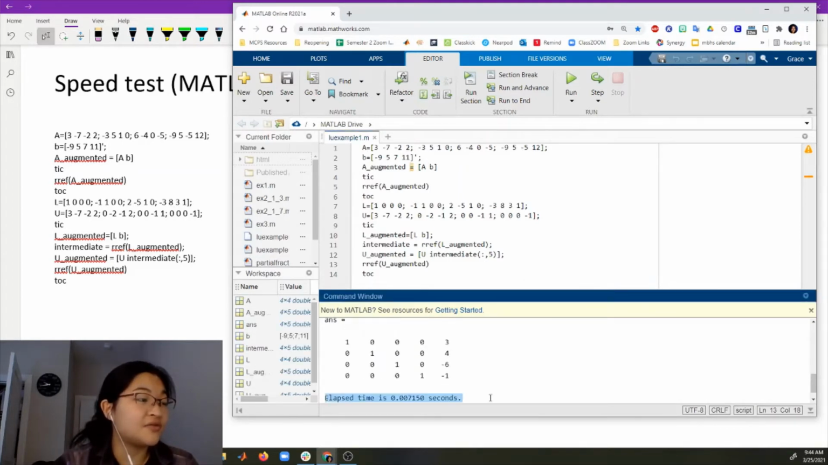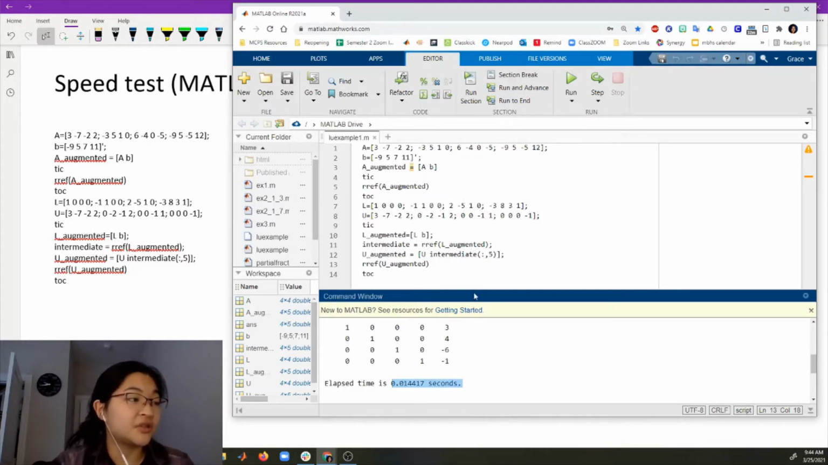So the elapsed time for the LU factorization was 0.00715 seconds, whereas the time it took for the row reduced echelon form just on our augmented matrix was 0.0144. So it's about twice as long, which is pretty cool, and this is only working with a 4x4 matrix. So imagine if we have bigger matrices, how much faster it will be.